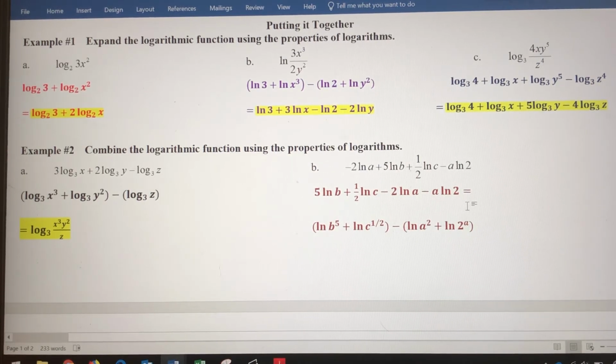So what's going to happen now, again, we're trying to combine this into one single logarithm. So it's going to be the natural log. My numerator is going to be b to the 5th, c to the 1/2. C to the 1/2 we're going to write as radical c. If you remember, anything to the 1/2 power is going to be the square root of that base. So my answer is natural log of b to the 5th times radical c, over the product of a squared and 2 to the a. All right, so that's how you combine these logarithms into one single logarithm.